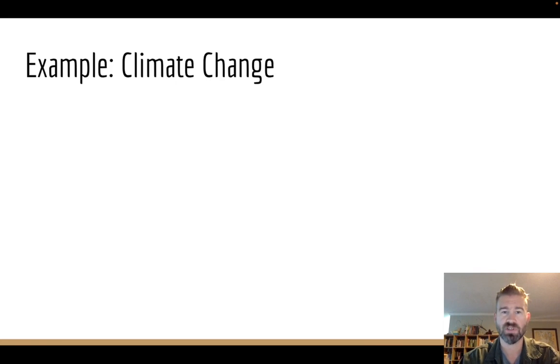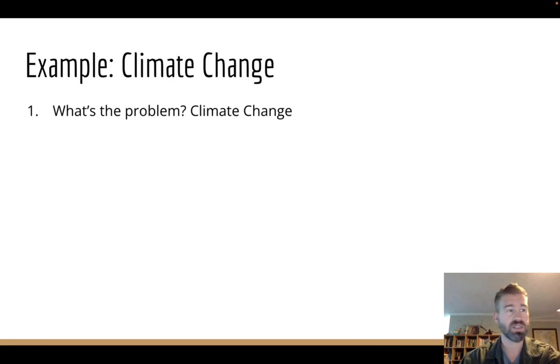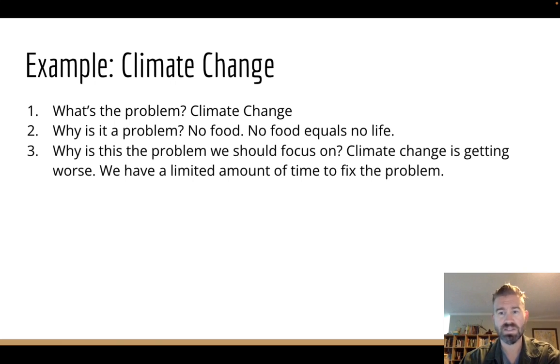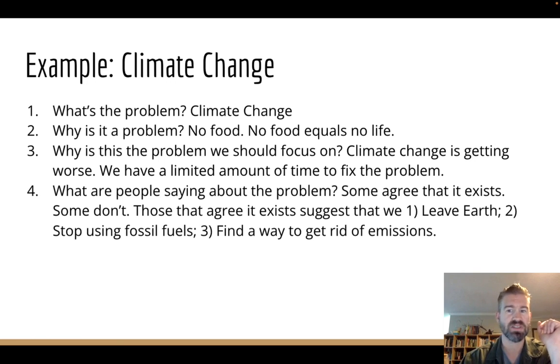Let's say I want to focus on climate change. So let's say the problem is climate change or global warming, whatever we want to call it. Why is this a problem? Well, it will result in no food because we can't grow crops, and if we don't have food, then we don't get to keep living. Why is it something we should focus on? Well, it's getting worse, and we don't have a lot of time to fix this.